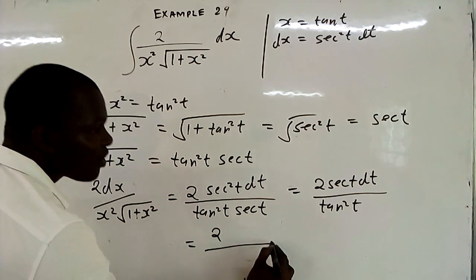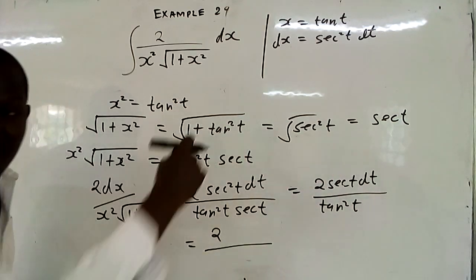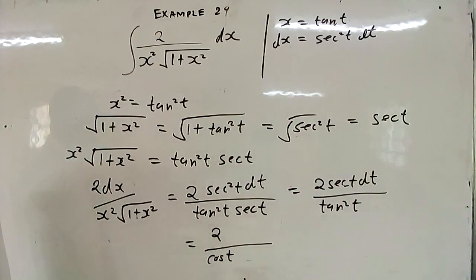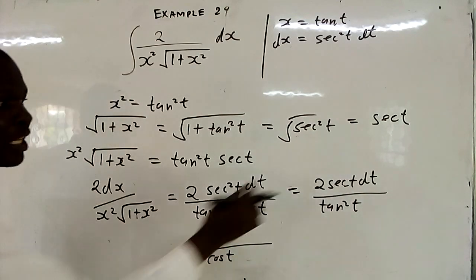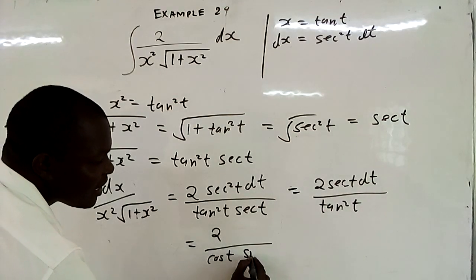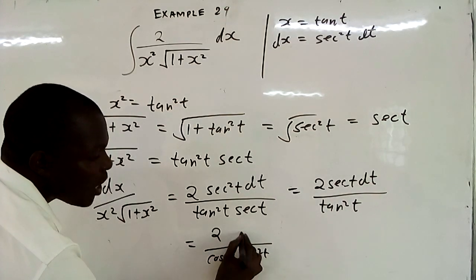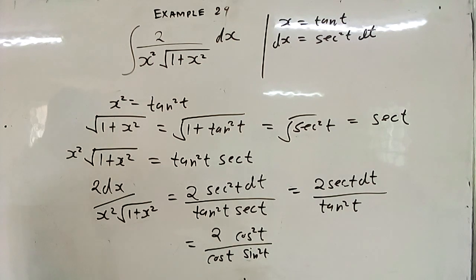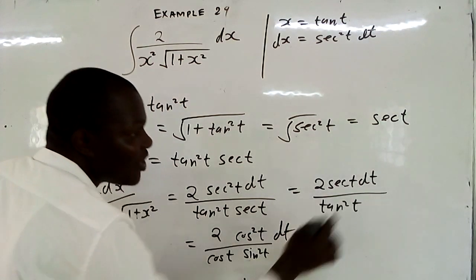What is sec t? Sec t is 1 over cos t. Meaning instead of sec t, it is cos t in the denominator, isn't it? But tan squared t is the same as sin squared t over cos squared t. So it means cos squared t comes back in the numerator. Are we together? Then your dt, which is there.